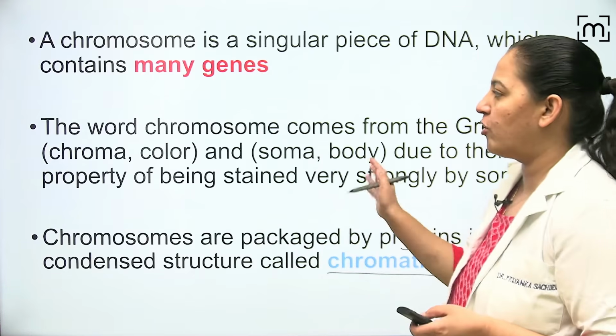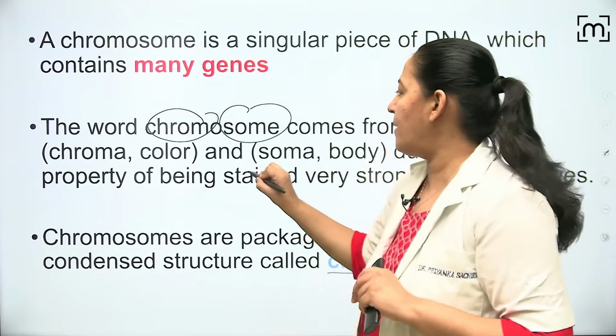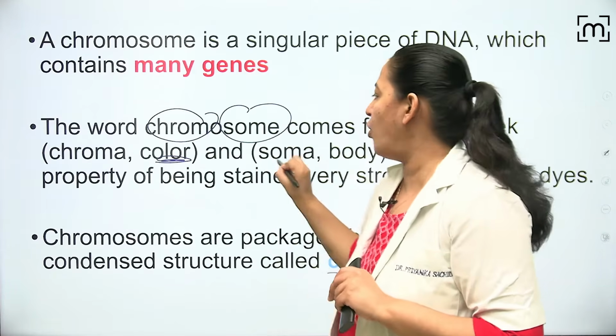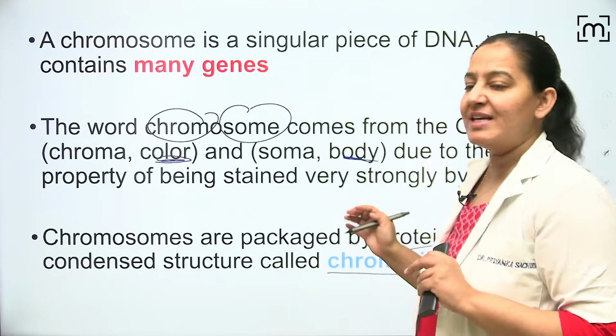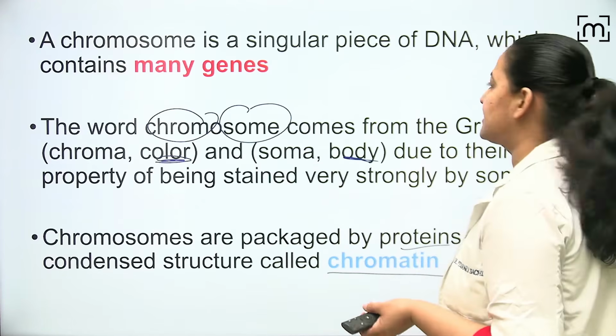The word chromosome is made up of two words, chroma and some. Chroma means color and some means body. So these are the colored bodies. They give strong stain with the help of some dyes.